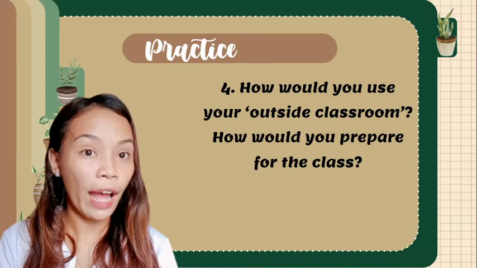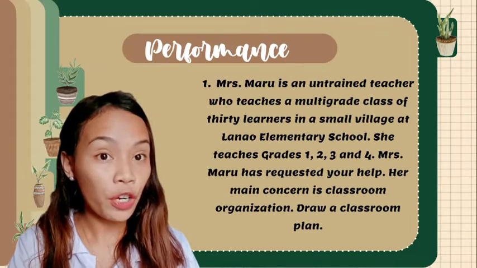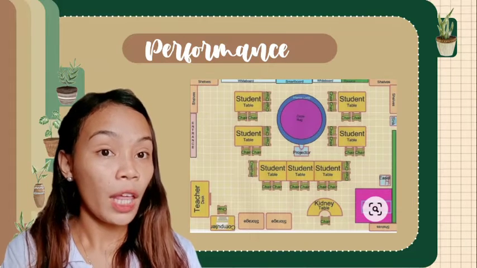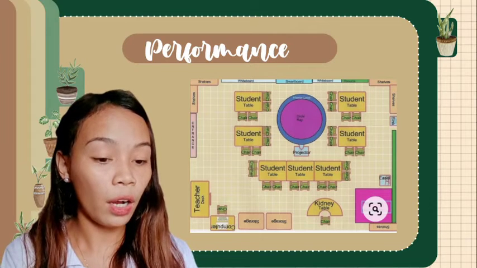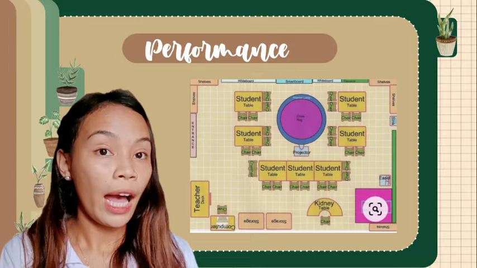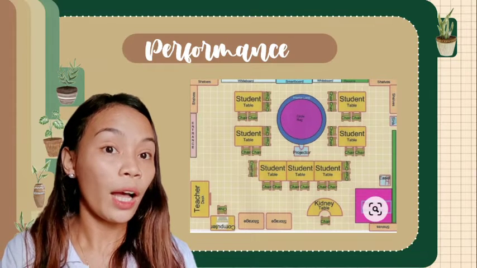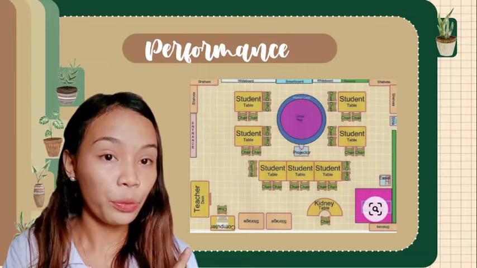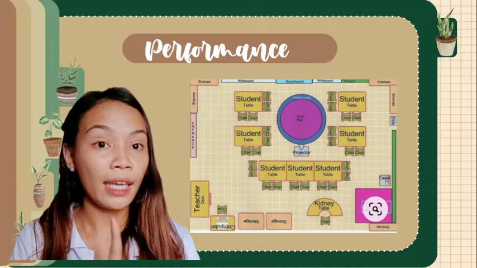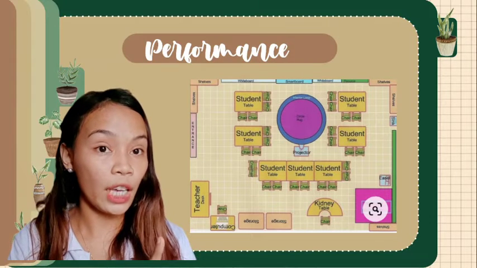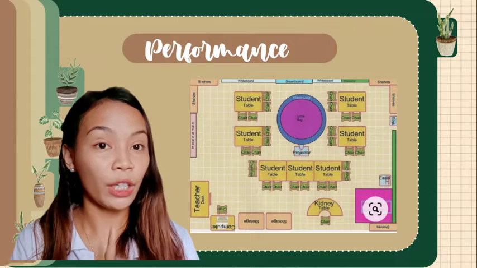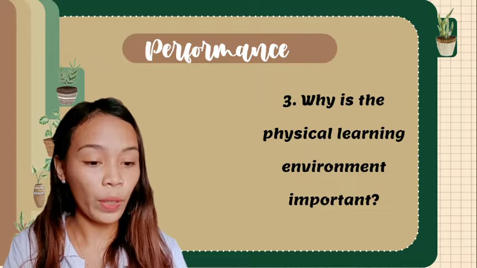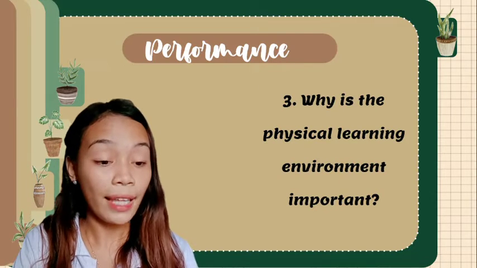Moving forward, we have the performance. For the first question under the performance, we have to help Mrs. Maru. This is an example of how to organize your classroom, and this is the classroom diagram that I can offer to her. For number 2, this is the classroom arrangement organization that I can offer to Mrs. Maru. Okay, that's it.